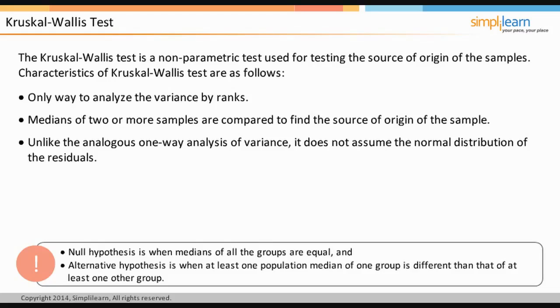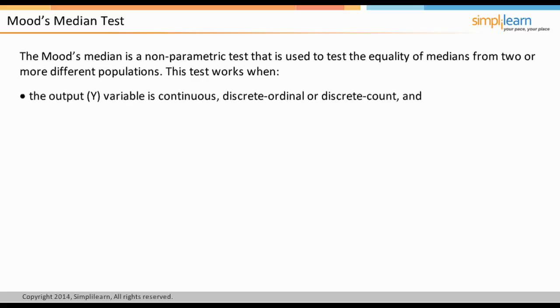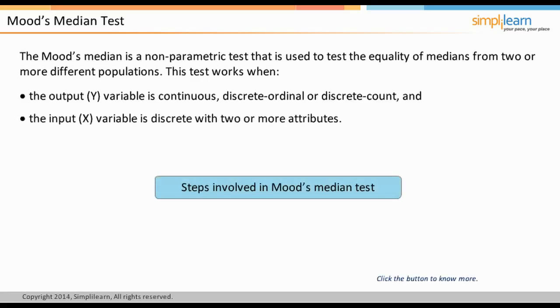Let us learn about the Mood's median in the next screen. The Mood's median is also a non-parametric test that is used to test the equality of medians from two or more different populations. This test works when the output Y variable is continuous and discrete ordinal or discrete count, while the input X variable is discrete with two or more attributes. Click the button to view the steps involved in the Mood's median test.